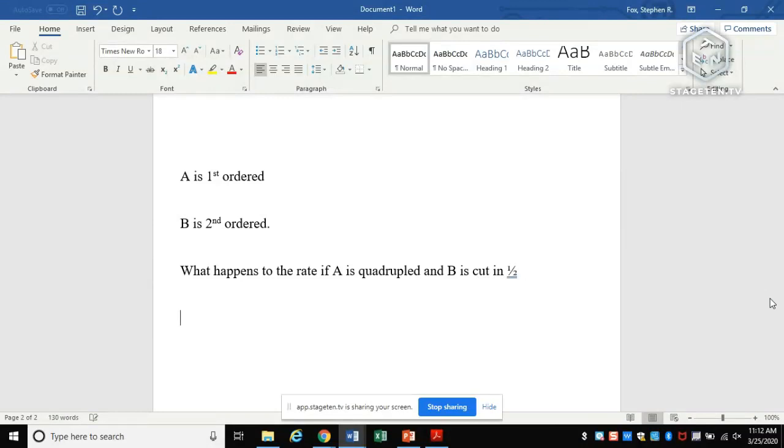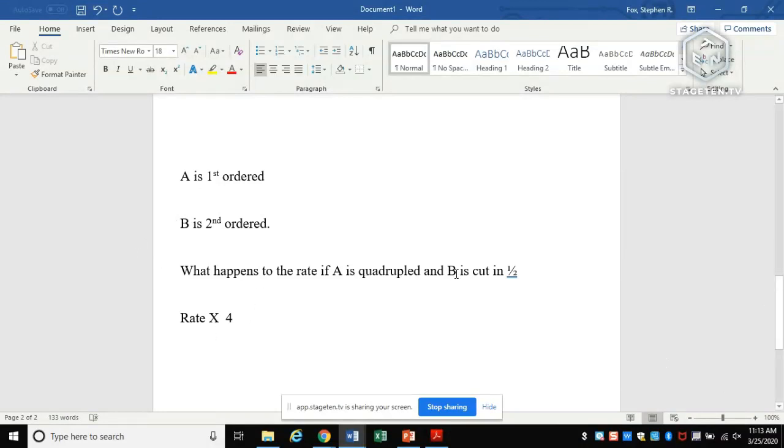So A quadrupling. What will we do to the rate? We would take the initial rate that we had before we changed the factors and multiply by 4. I would multiply the rate by 4 because I know it's got to quadruple. Why? Because A is first order, and if I quadruple A, the rate is going to do the same.